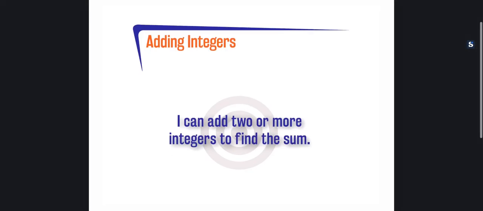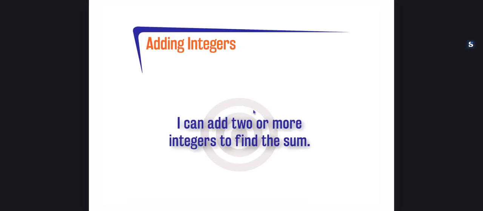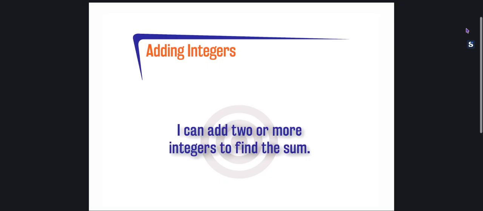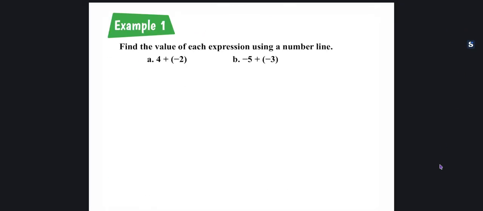Adding integers. The target for this lesson is, I can add 2 or more integers to find the sum. Example 1. We'll do this problem together. Find the value of each expression using a number line. Problem A, 4 plus -2.